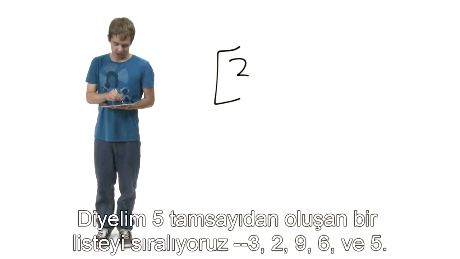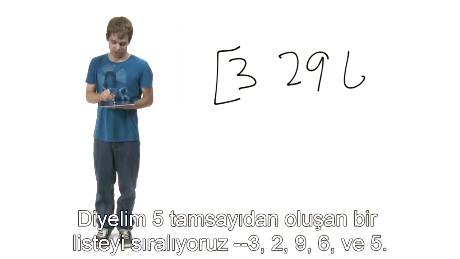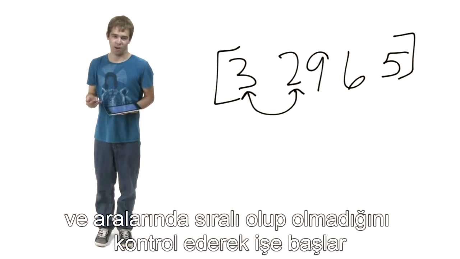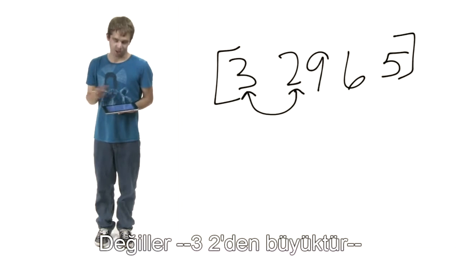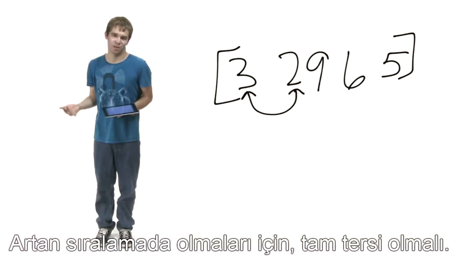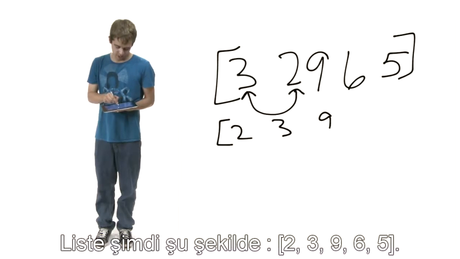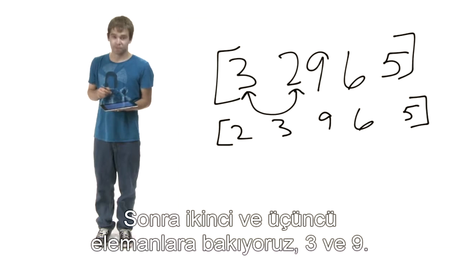Let's say we're sorting a list of 5 integers, 3, 2, 9, 6, and 5. The algorithm starts by looking at the first two elements, 3 and 2, and checking if they're out of order relative to each other. They are. 3 is greater than 2. To be in ascending order, they should be the other way around. So we swap them. Now the list looks like this, 2, 3, 9, 6, 5.